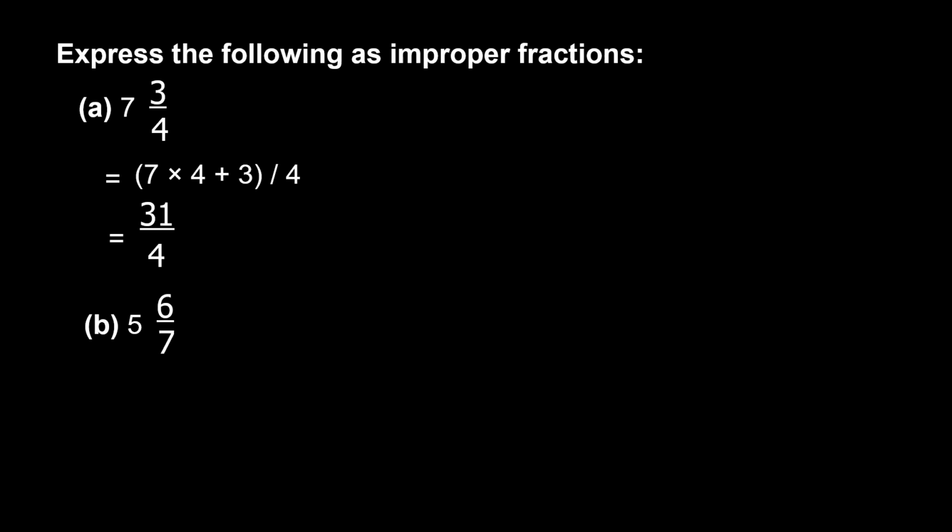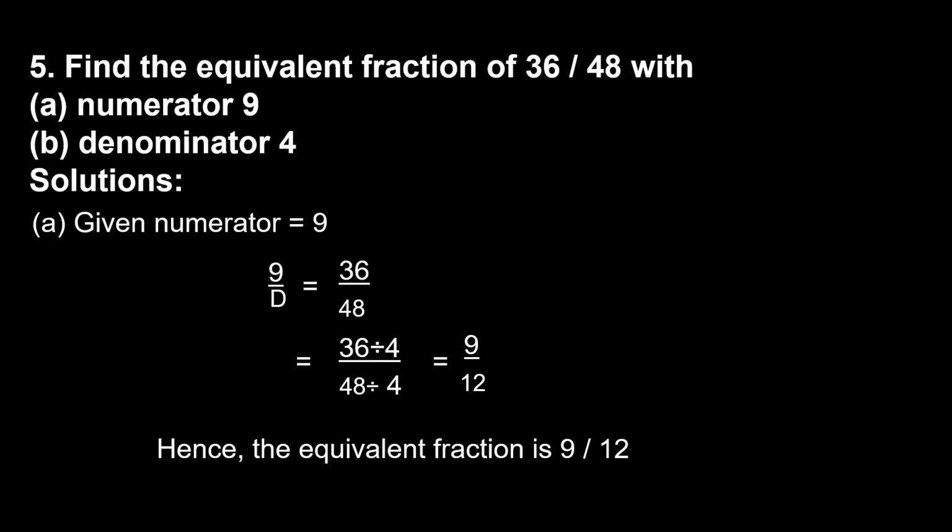Second question, 5 6 by 7. So first multiply 5 and 7 and add 6. Okay, so you'll get 35 plus 6, 41 divided by 7. Find the equivalent fraction of 36 divided by 48 with numerator 9 and the second one with denominator 4.